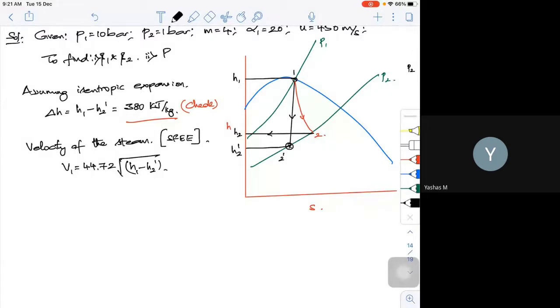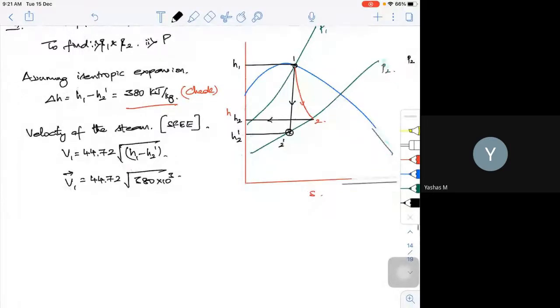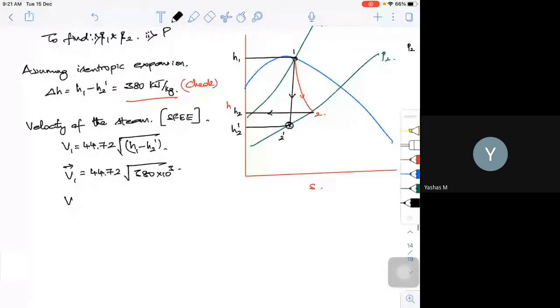Now, if I try to substitute it, this is my V1, which is 44.72 into 380. This is in kilojoules actually, so I have to substitute in terms of joules, 380 into 10 to the power of 3. I will get my V1 as roughly around 876 meters per second. Okay, this is how you can get it.